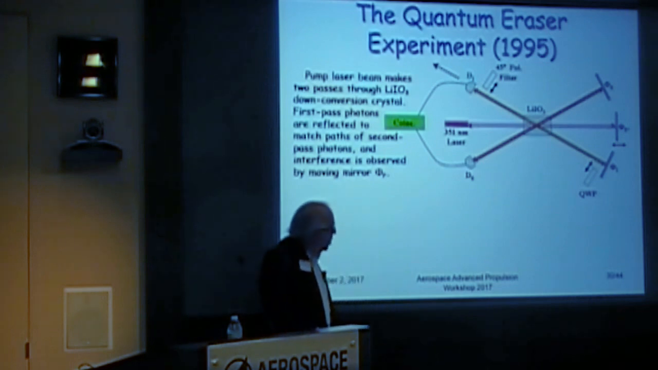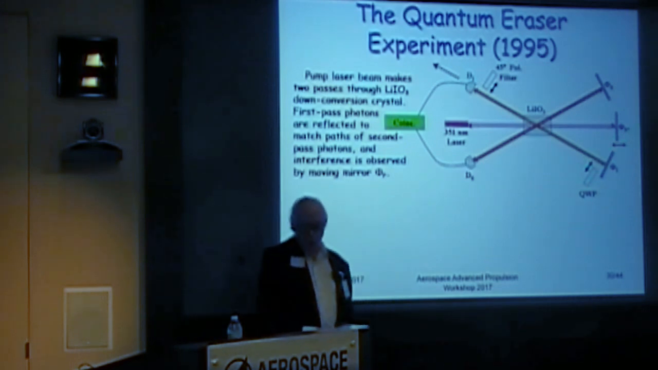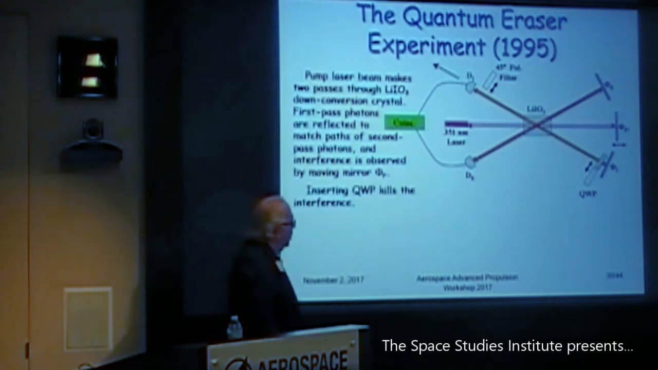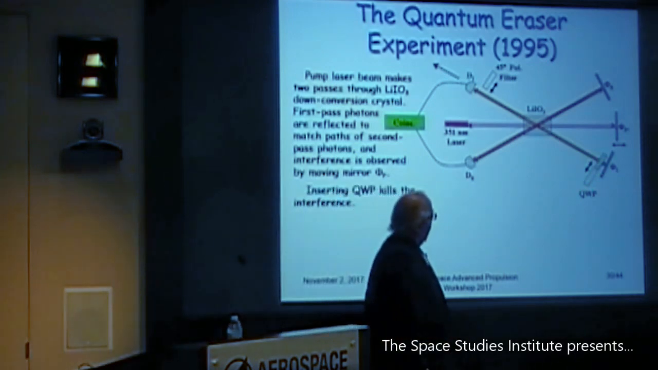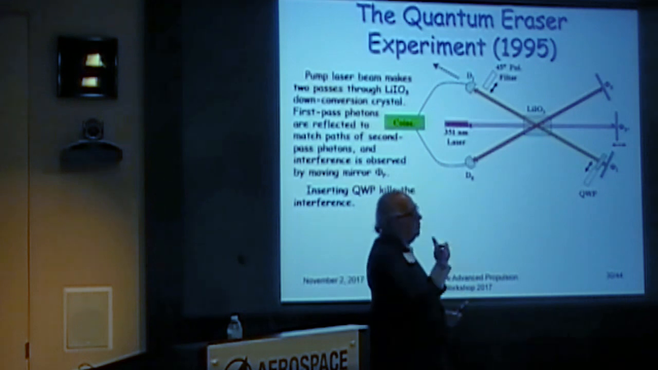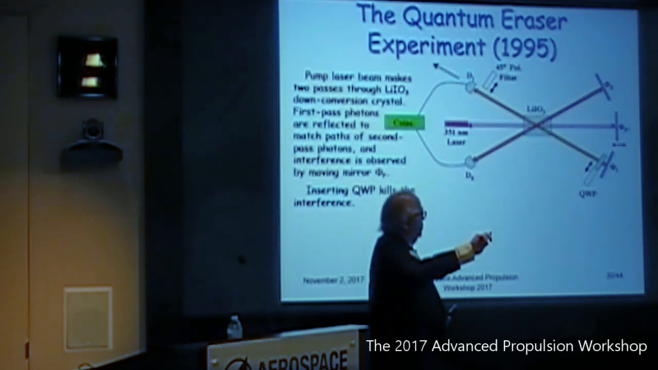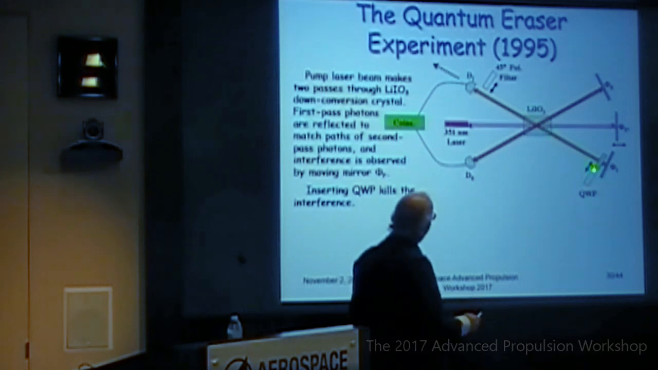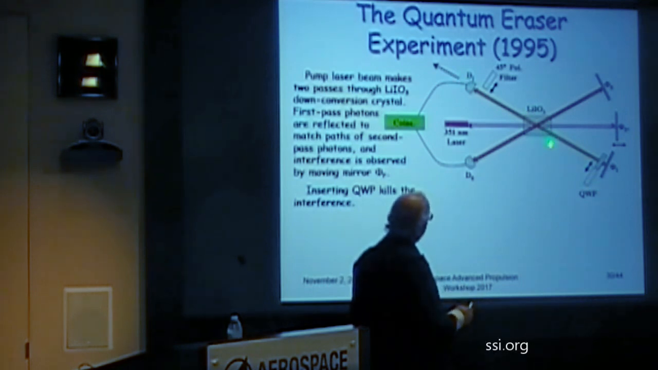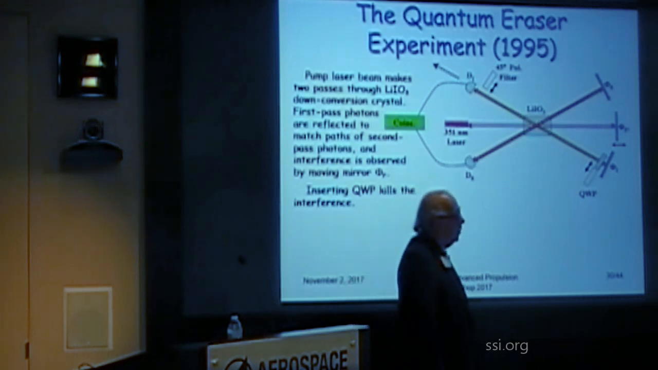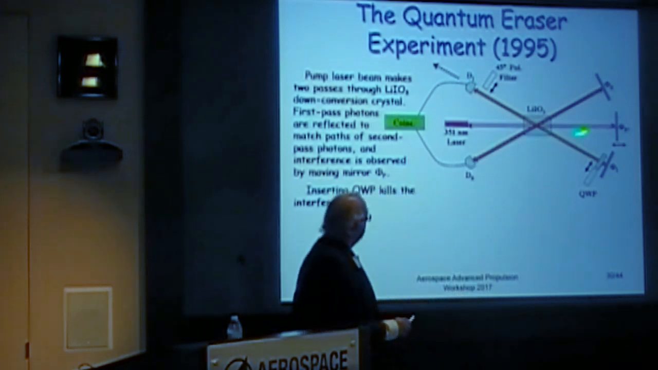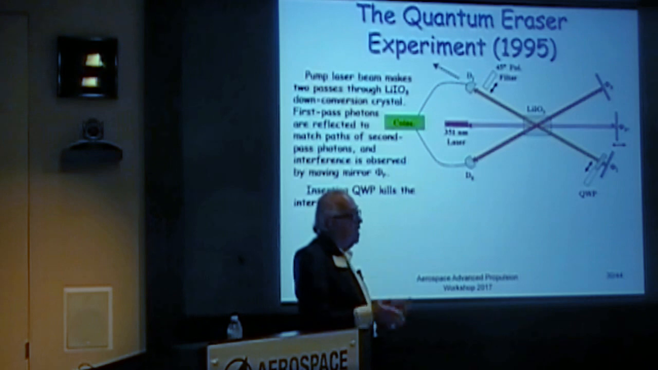Now, we stick a quarter wave plate in this region here. And what that does is rotate the plane of the polarization by 90 degrees going through and then 90 degrees again. So now this path is labeled as different from this path, and so you can tell the difference between these two photons. There are two different polarization states, and that kills the interference.